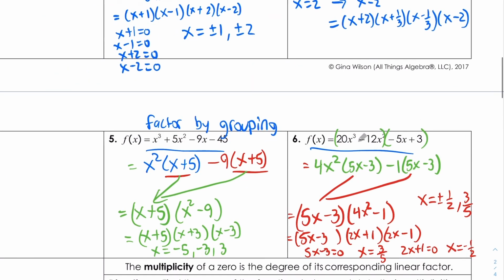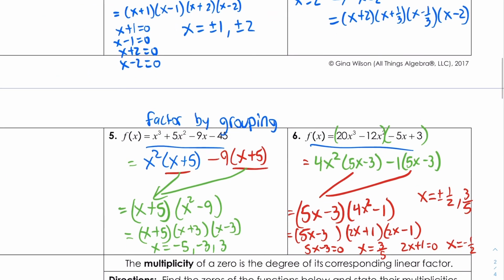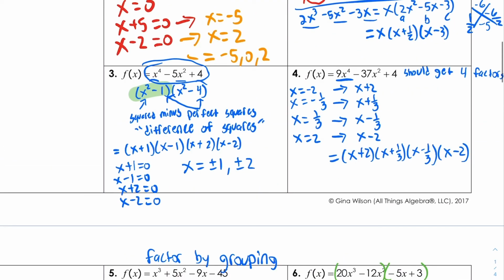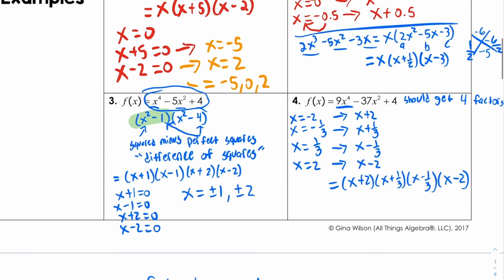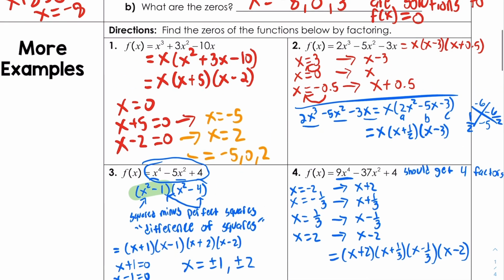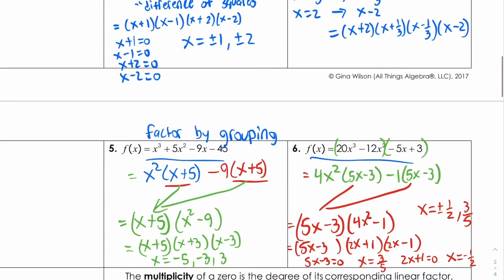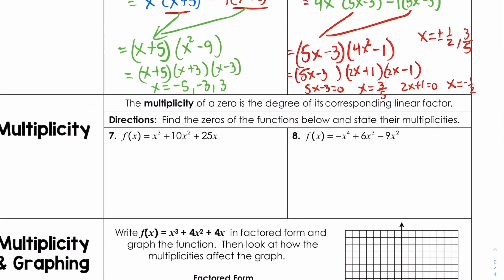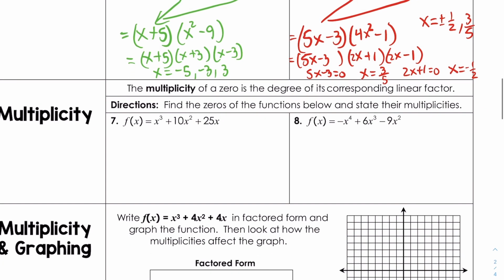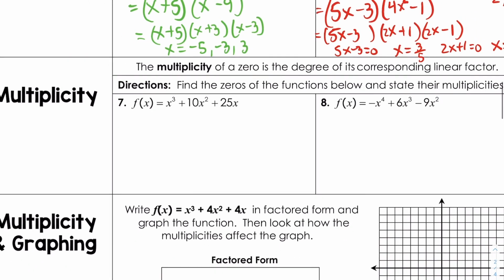In each of these examples, we got exactly the right number of roots that matches the highest power of the polynomial. If we had a power of 4, we got 4 different solutions. If we had a power of 3, we got 3 different solutions. There are sometimes when you factor it and you don't get that max number of solutions. And when you don't get the max number of solutions, we use the word multiplicity.